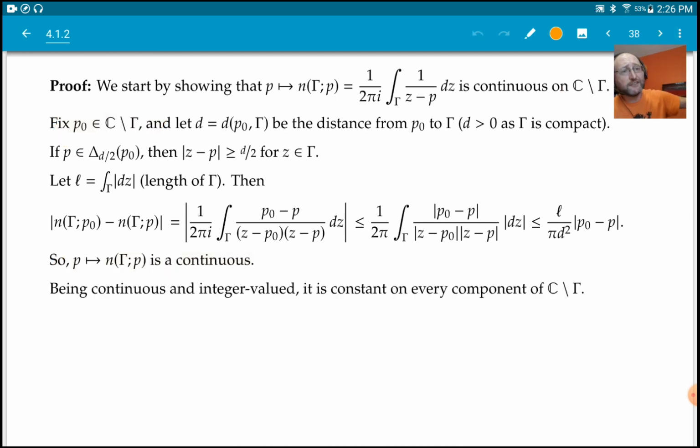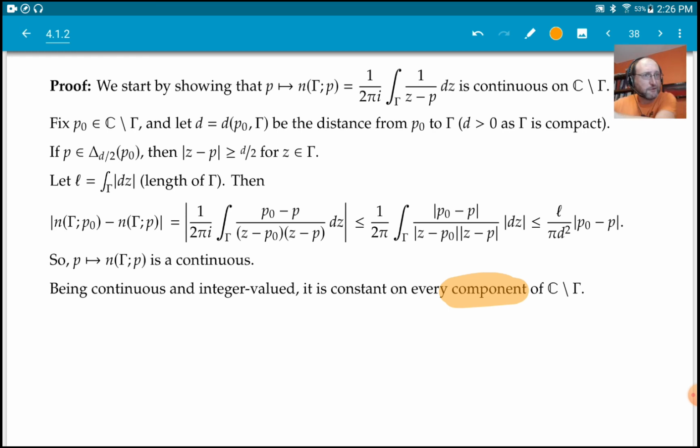And it's continuous and integer valued. So it's constant. The only continuous functions that are integer valued are constants. Well, they're constant locally. So if we have multiple topological components, it could be a different constant on each component. So on each connected component of C minus gamma, it is constant, because it's continuous and integer valued. So it can jump, of course.